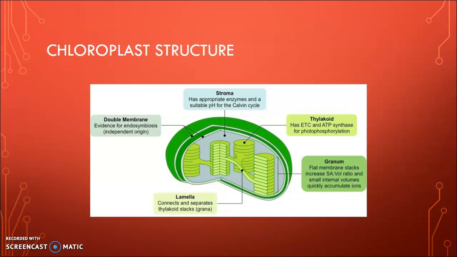A granum itself is just a stack of those thylakoids, so it's kind of like a stack of pancakes. And then you don't necessarily need to know lamella. Lamella are those little bridges that connect the different granum, the different stacks. And then there is a double membrane, just like in the mitochondria, when we're looking at these in the cell structure unit, there's a double membrane that lets us believe that maybe these were once single-celled organisms.